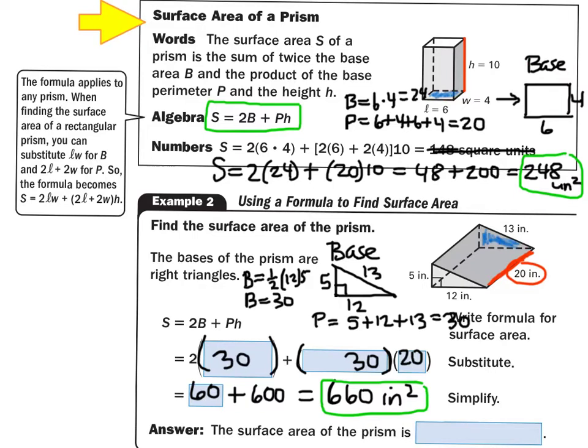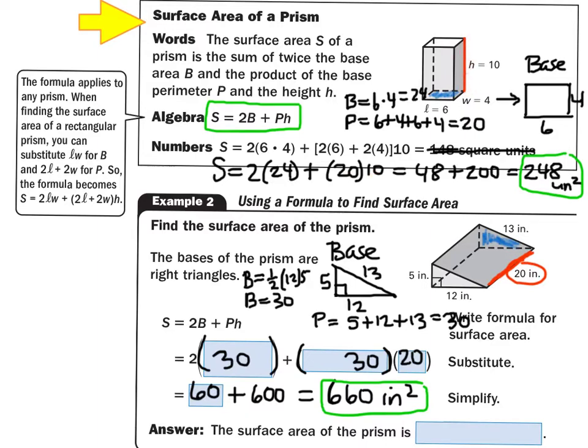So obviously the base is a rectangle, and then I labeled it the length was 6 and the width was 4. And so if I wanted to find the area of just the base rectangle, I would say 6 times 4 is 24. Now if I wanted to do the perimeter of the base, it would be 6 plus 4 plus 6 plus 4, and that would give me 20 in this case. And then I just plug in those numbers into this formula. So surface area is 2 of the base areas, which was 24, plus the perimeter of the base, the 20, times the height of the prism.